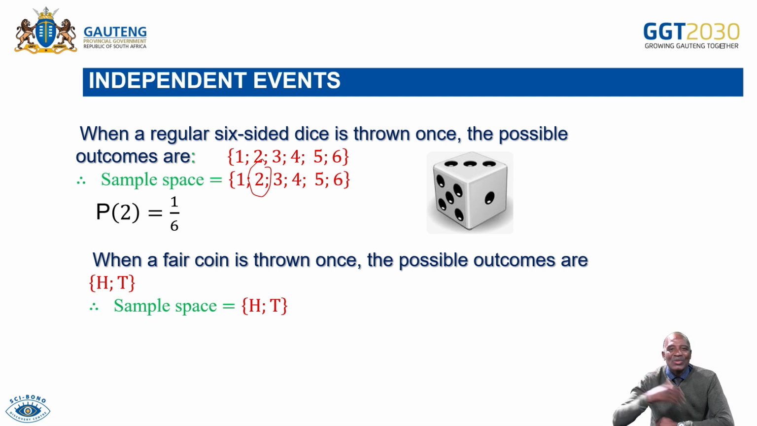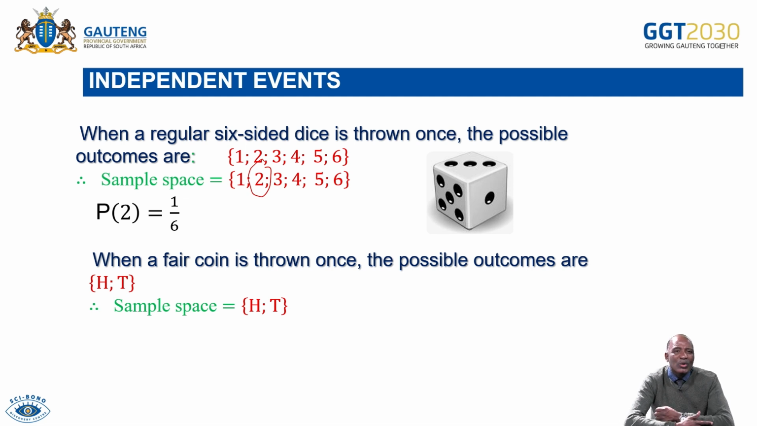How many times did you get tails? You keep on making tallies. That's an experiment that you are conducting. That alone is called experimental probability. It's not theoretical. It's experimental.